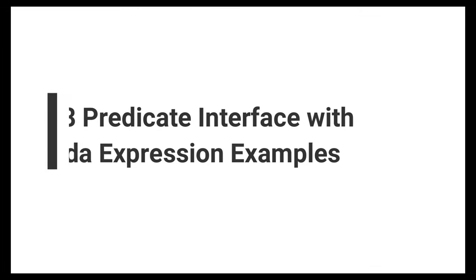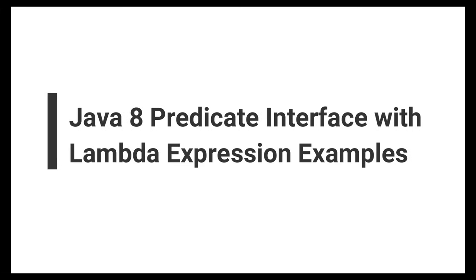Basically, we use the predicate functional interface for conditional checks. Whenever you have a method which returns a boolean value, either true or false, in that case you can use the predicate functional interface. The predicate interface is a predefined functional interface, and we can use a Lambda expression to implement it. We'll see how to use a Lambda expression to implement the predicate functional interface in an example section.